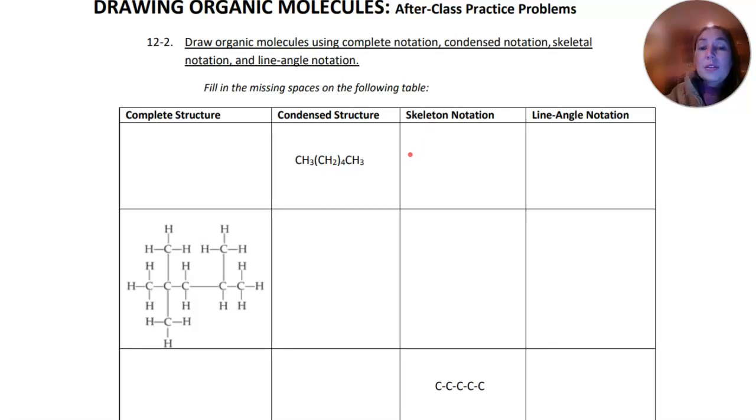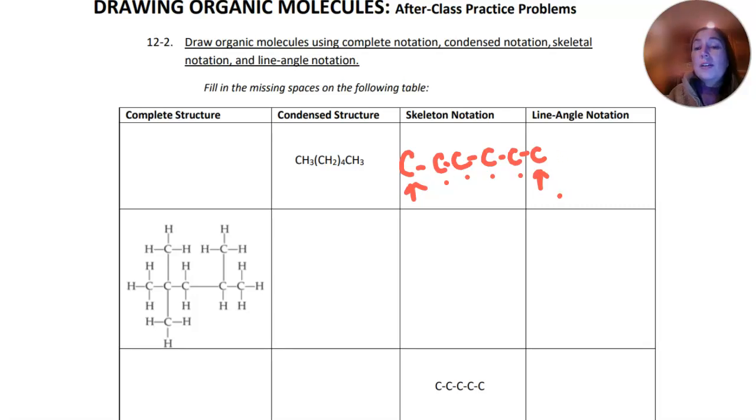So maybe let's start with our skeleton notation. We've got the carbon on the end, then we've got 4 in the middle, 1, 2, 3, and 4, and then I'm running out of room, but the last one on the end. So here was my CH3 on the end, and then let's double check that I have 1, 2, 3, 4 in the middle. Great.